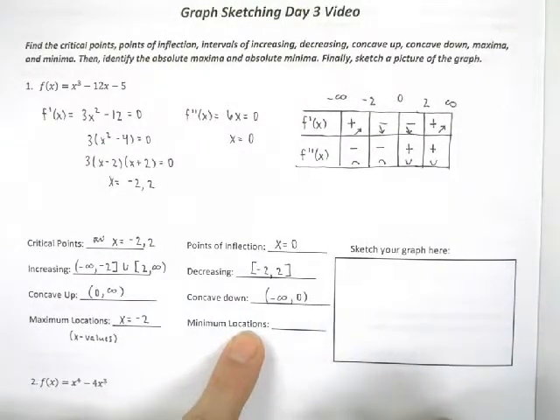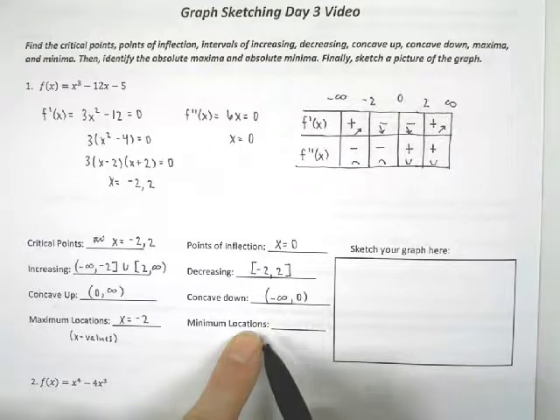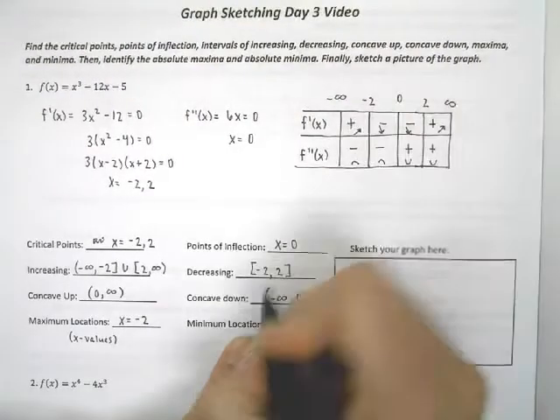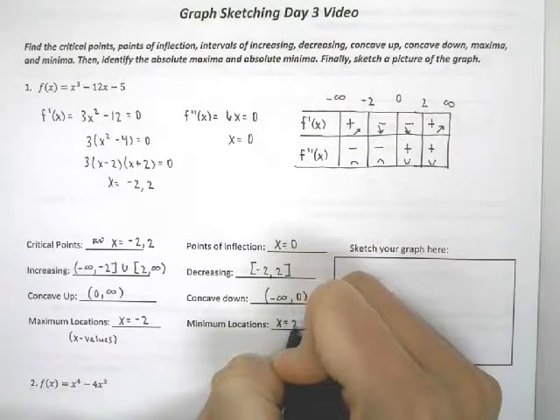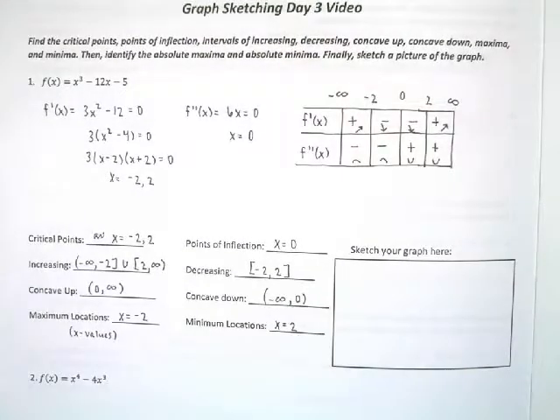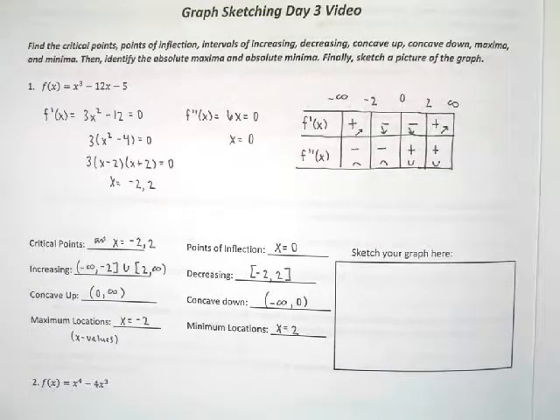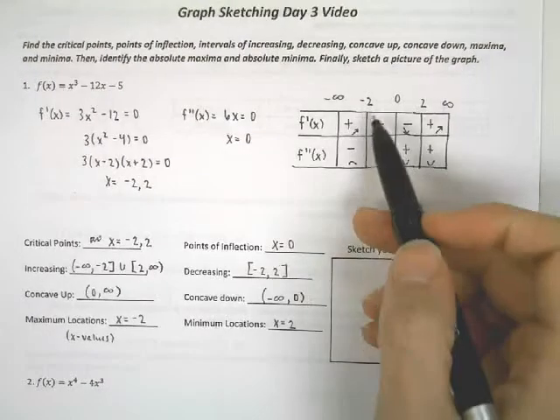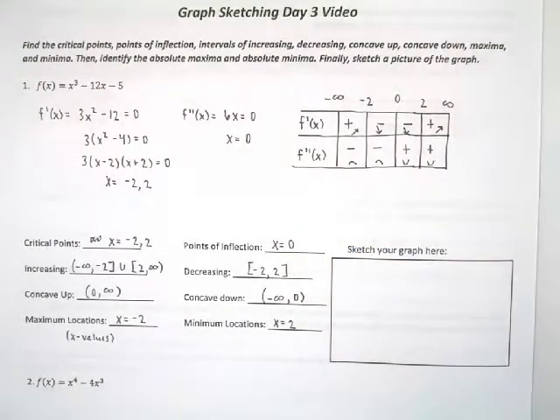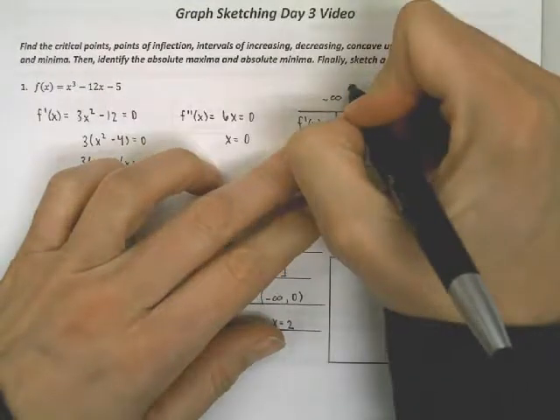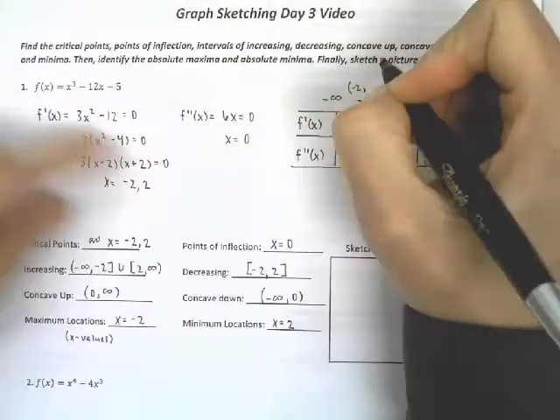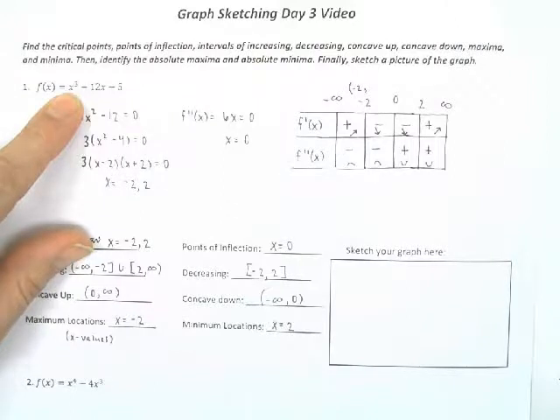My minimum location, I know that happens where f prime changes from negative to positive. Negative to positive happens at x equals 2. This is all the stuff you guys already know how to do. So all that's left is to take all this information and plot it on a graph. Now to do that, I'm going to get some y values so I know where to plot some of these points. So I'm going to take -2 and plug it into my original.